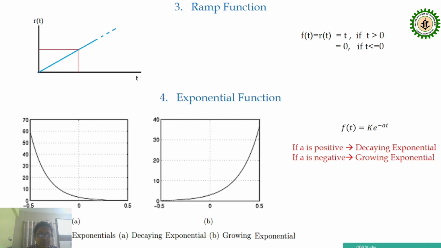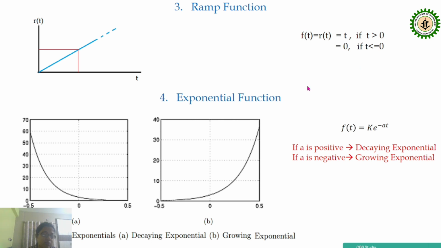Next, the ramp function. You already know that the ramp function looks like this. There is one slope, which we can find by y by x. The ramp function is represented by r(t), and r(t) equals t. Here we are considering the slope is 1. When I write t, that means the slope is 1. So if t is greater than 0, we write t. If t is less than 0, then the value is 0.